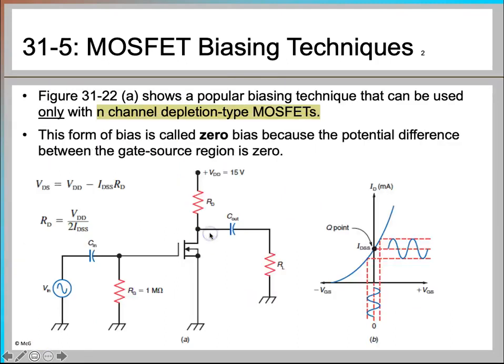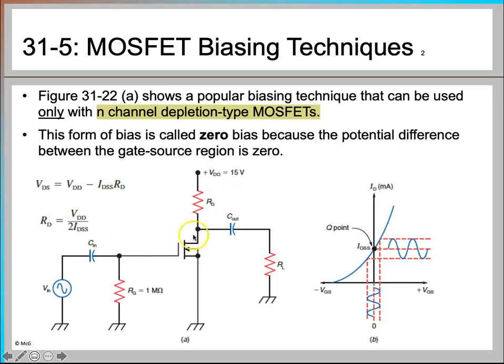Okay, let's see the zero bias technique, which is used in the n-channel depletion type MOSFET. Let's read here. This form of bias is called zero bias because the potential difference between the gate and source region is zero. This is your source, this is your gate, this is your drain. The potential between gate and source is zero in this particular case. And this is the circuit. The AC input voltage is applied here, and C in is the coupling capacitor.